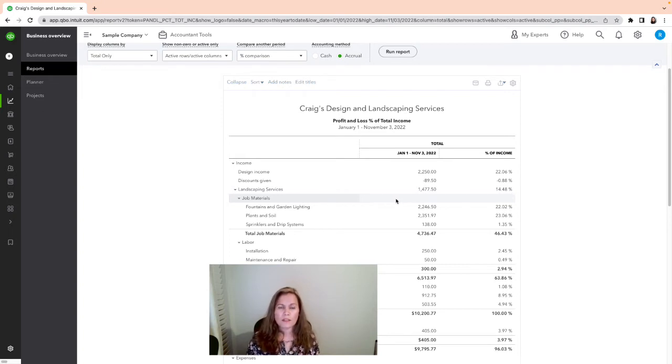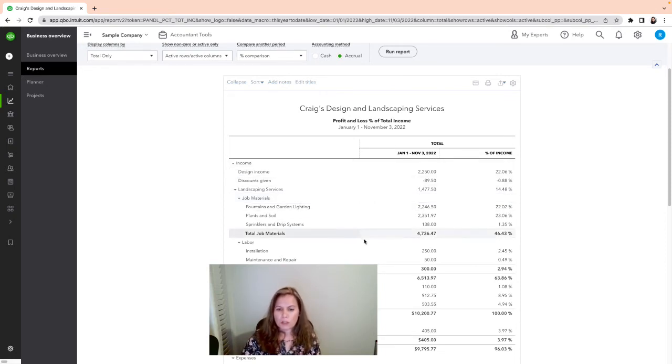Okay, for this one, the sample company, we have a few accounts. We have design income, discount giving, landscaping service. So some basic service that is provided, right? But no specific products, because if you do that, you can end up with an income or profit and loss with about 50 different income accounts, and you don't want that, because understanding your financials becomes completely impossible. So you want to keep it simple.